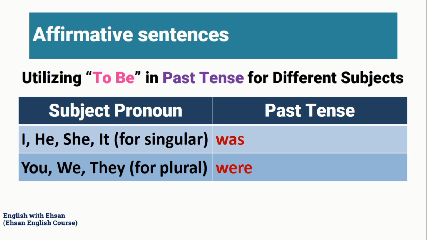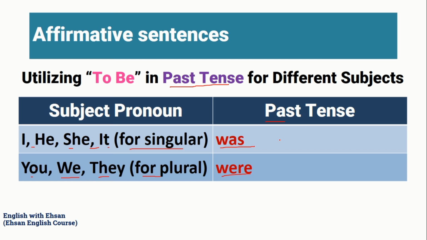Okay, affirmative sentences utilizing the to be verb in past tense for different subjects. As we talked about the present, here we are talking about the past and how to make a sentence. We talk about the past tense, past progressive tense, or past continuous tense. Here we have subjects I, he, she, it. For singular, we use what? Was in the past tense. Also for you, we, they, for plural we use were in the past tense.